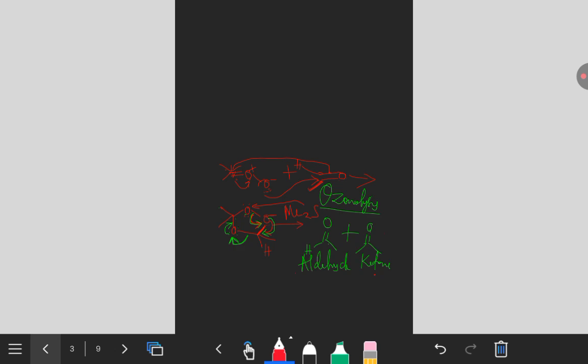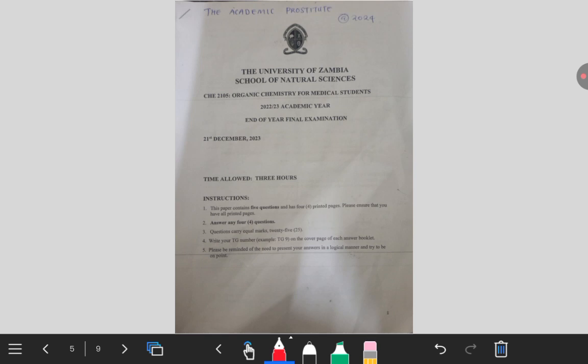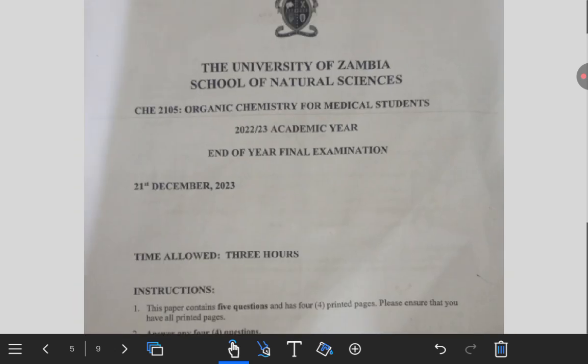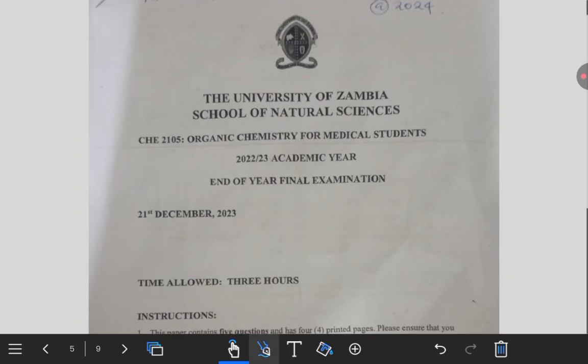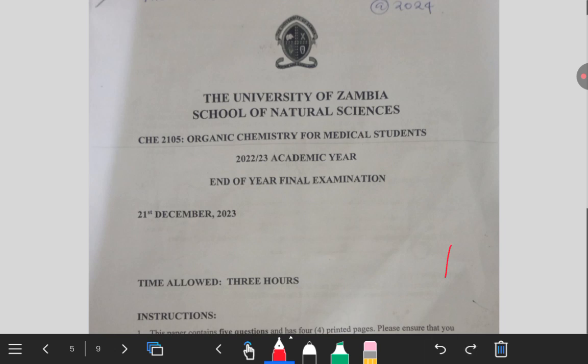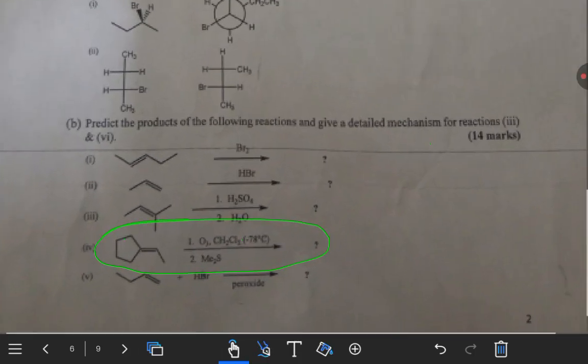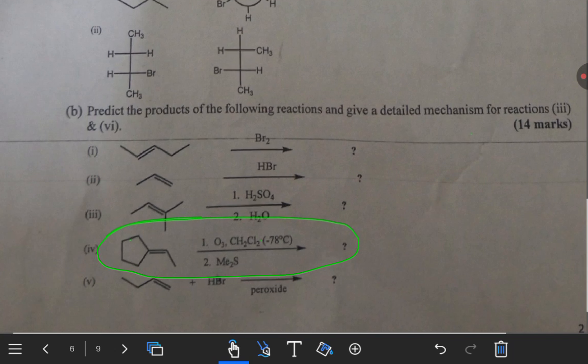So we've done ozonolysis in the first part. Now we are just focusing on solving an exam question. So this was chemistry 2105, as the code there shows. And in this paper, the question was asked on question number 2, the one I have shown there. I indicated it. So this was the question which was asked.